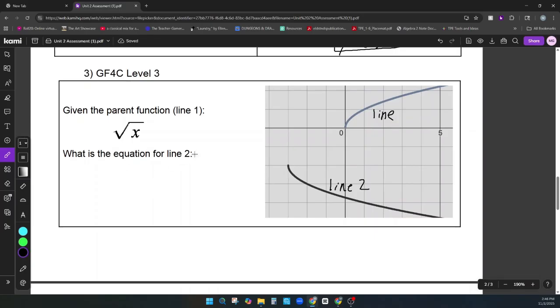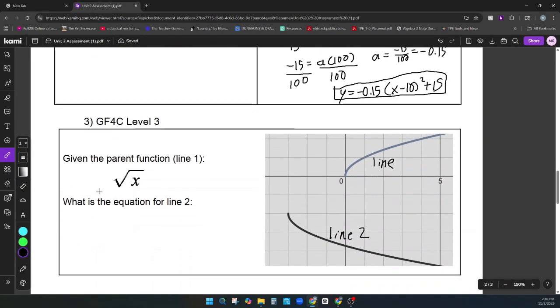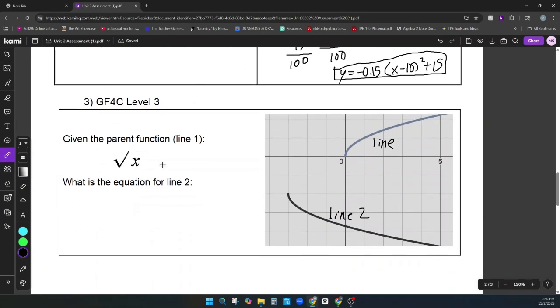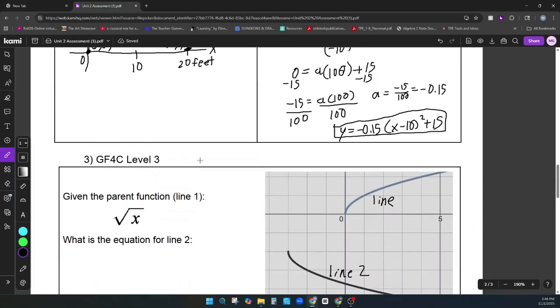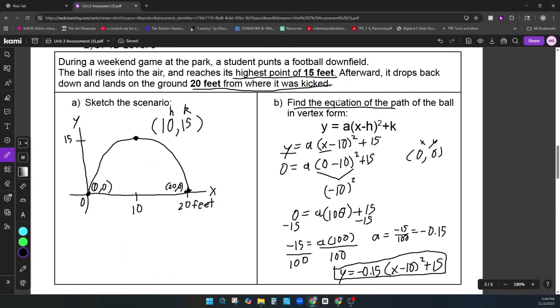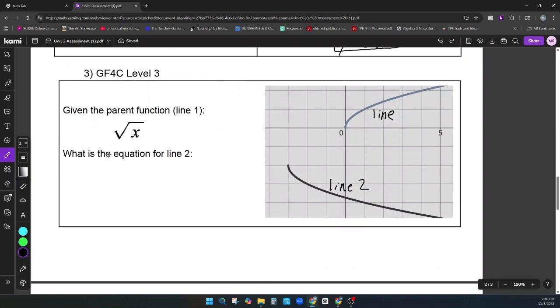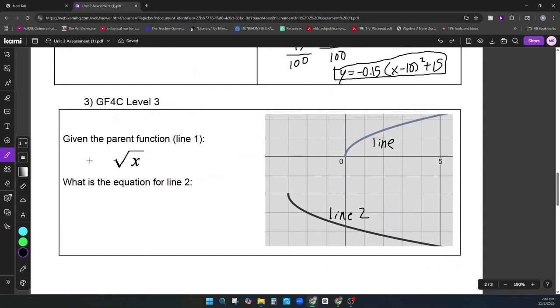The way that I do that is by looking at my vertex form. My equations for all my other types of parent functions are going to be based on my vertex form. So I'm going to have some version of a, h, and k applied to my parent function. It's not going to be a parent function anymore once I transform it. So what I do first and foremost is look for my new starting point. My line 1 started at 0, 0.